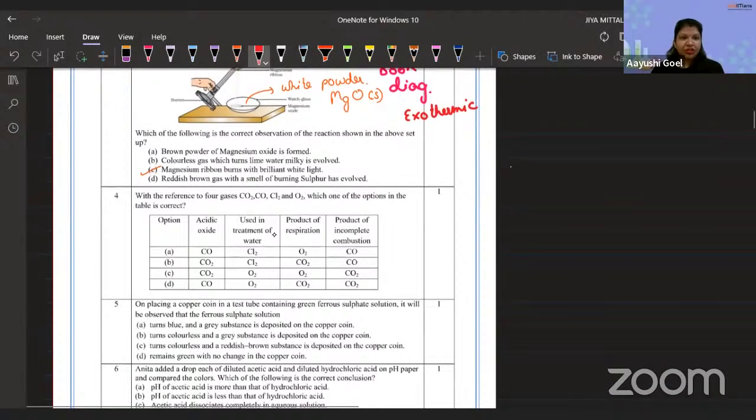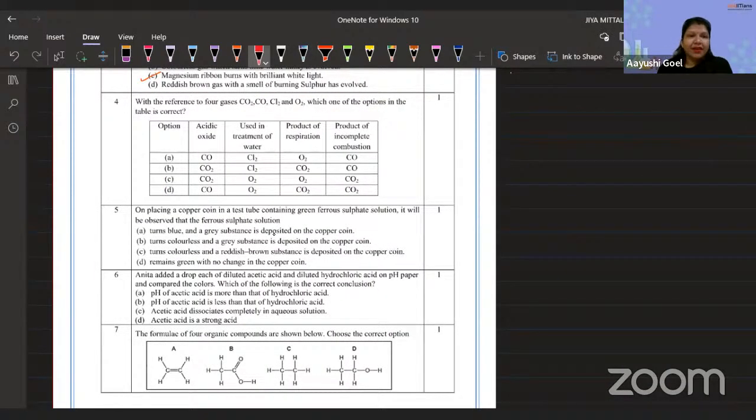Similarly, let's go with the next question, question number 4. It asks, in reference to the four gases they have given you, which option is correct? The first is acidic oxide, used in the treatment of water, product of respiration, product of incomplete combustion. See, the product of respiration we all know is carbon dioxide. So the answer will be either B or D. Now the second case, the incomplete combustion that you have learned in the 8th class, that is the flame. Whenever there is incomplete combustion, you will get CO, carbon monoxide, as your gas, which is a very highly poisonous gas.